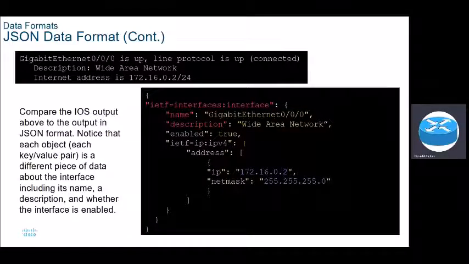So we're going to compare the IOS output above with the JSON format, which of course is on the right. Notice that each object, each key and value pair, is a different piece of data about the interface, including its name, a description, and whether the interface is enabled. I've got the overall title here of the interface, and then we've got the name of the interface, and then we've got the description that's been entered. Is it enabled, true, and IP addresses and masks and all kinds of things like that. As you can see, we use brackets to open and close these things, to give it a bit of order and structure.